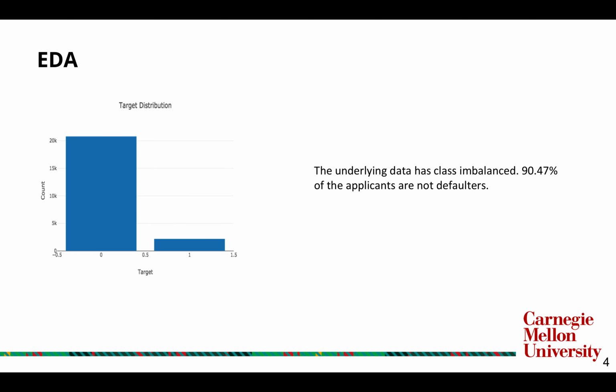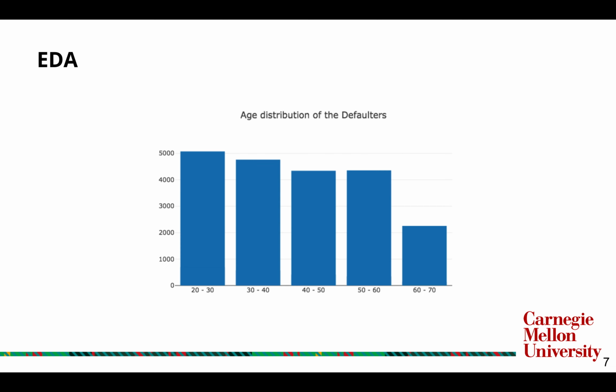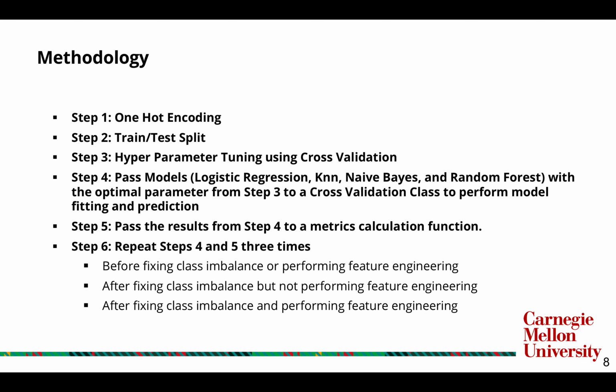The EDA here shows the class imbalance in our data, which was handled during cross validation. Over here, you can see that 90.47% of the applicants are not defaulters. This EDA shows the age distribution of the defaulters, and you can see that the younger the customers, the more likely to default. We have divided our solution into 6 steps.